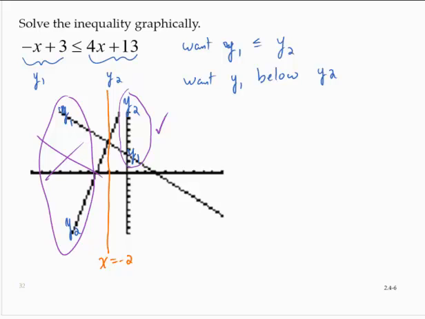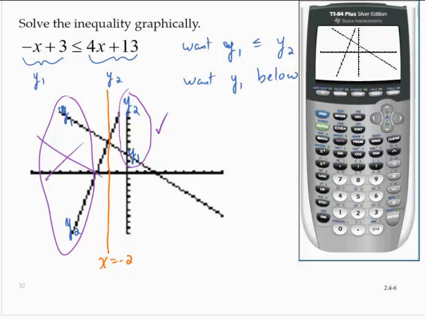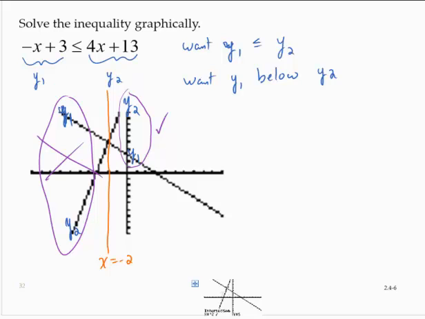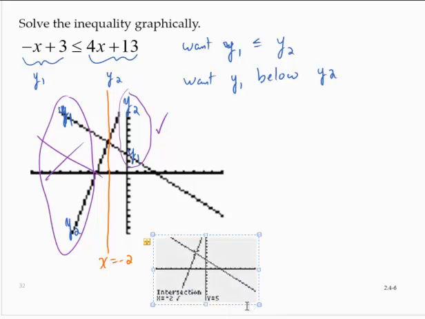Now our calculator, of course, can find that point of intersection by using the Calculate menu, the fifth option, moving close to it and hitting Enter 3 times. It does occur when x is negative 2. So drag that down here. We'll hold on to that as well. All right, so we do see that they intersect when x is negative 2.